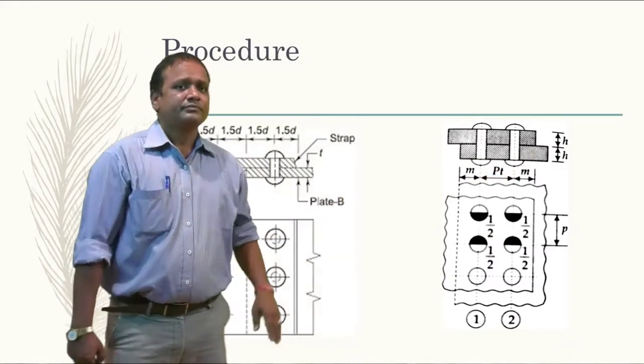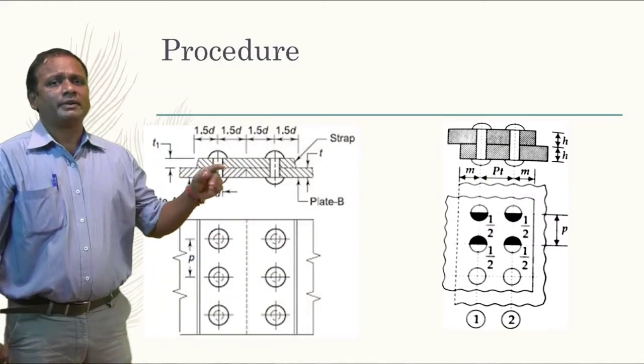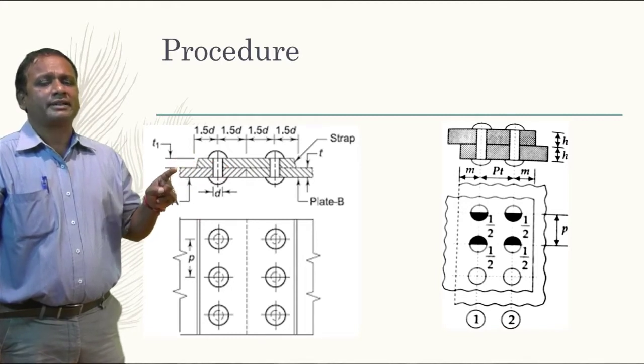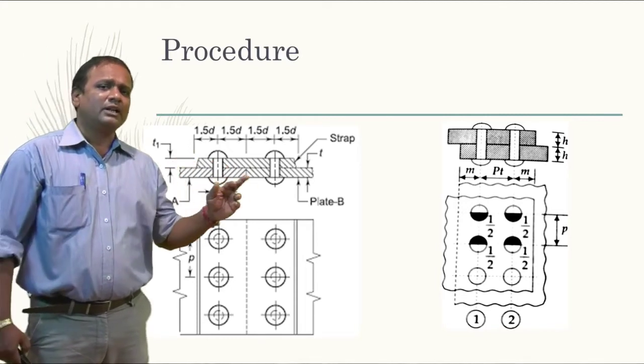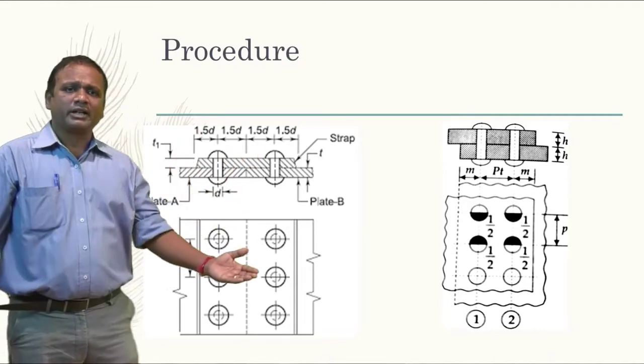Both are the same. You can see another example, a butt joint with two rivets with one cover plate on the top, the main plate thickness as T and the cover plate thickness as T1, right? T and T1, and again a margin of 1.5D. Again you see a pitch over here.